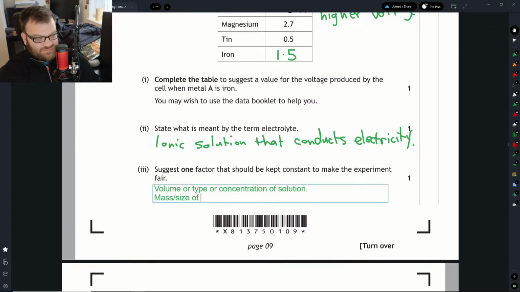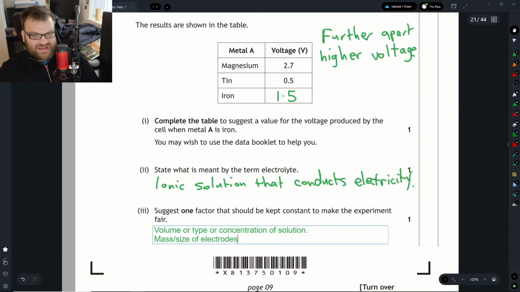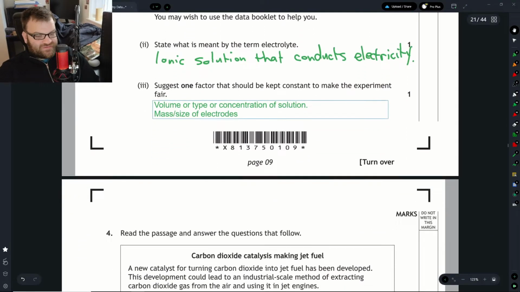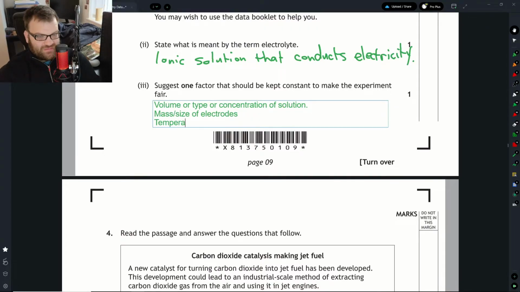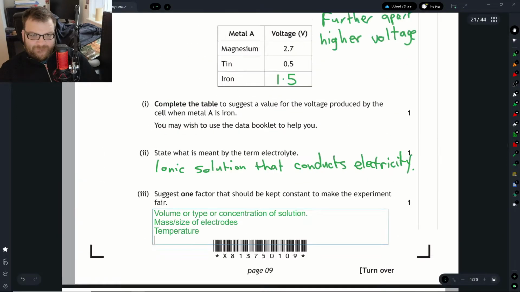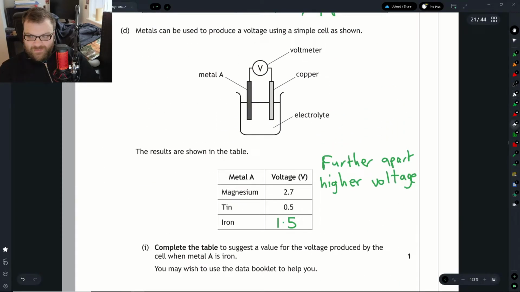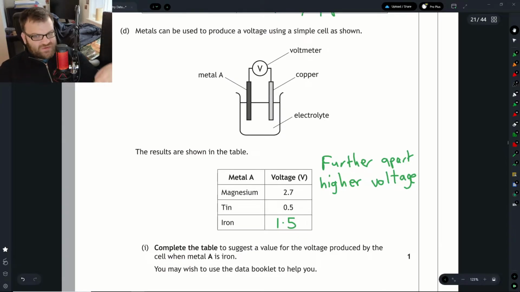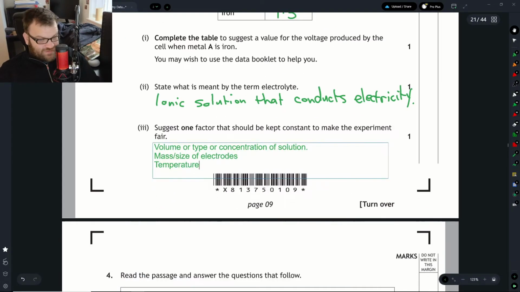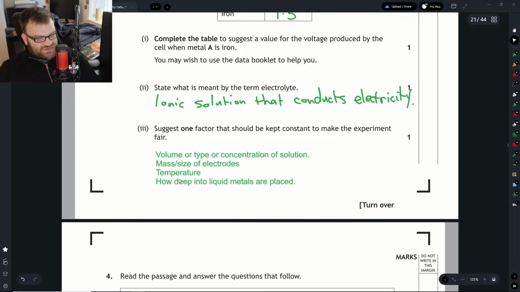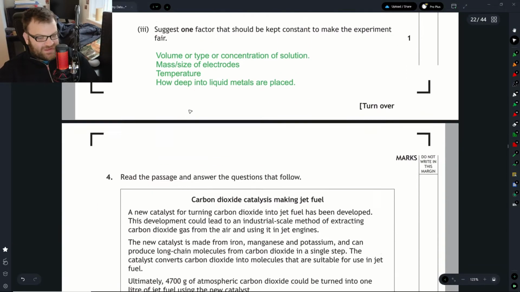The size of the electrodes, those metal pieces that you're putting in, should be kept the same or as similar as you can. Temperature can have an effect on how a battery or cell runs. What else have we got? Things like how far into the solution the metals are held could also make a difference. So any of those ones, I'd probably go for the volume or type or concentration of solution. Just need one of them for the mark.